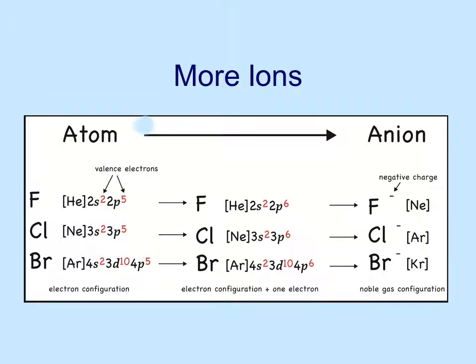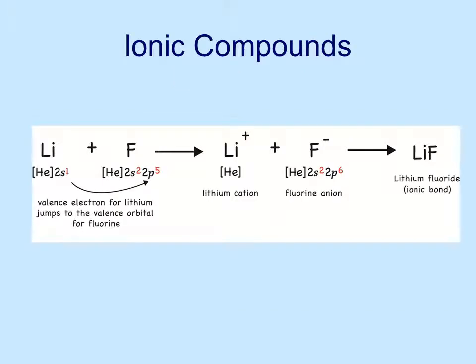Fluorine, chlorine, and bromine have 7 valence electrons in their outer shell. And bromine, of course, is a little weird. It's got those d electrons that we don't like to talk about. But in each case, they take on an electron to form a complete octet, a complete outer shell of 8, and they have a negative charge. And this indicates an ionic compound.